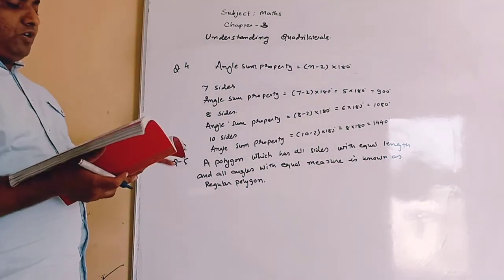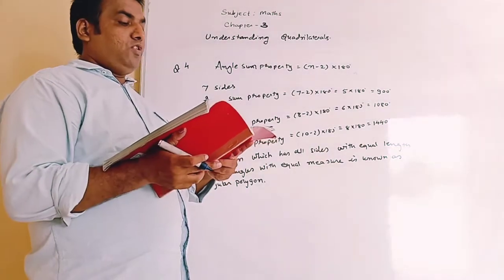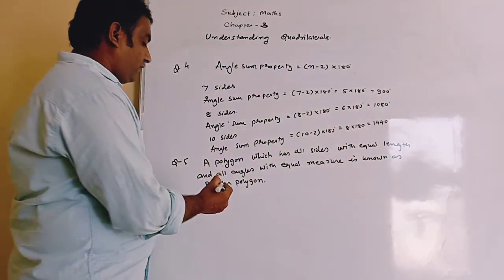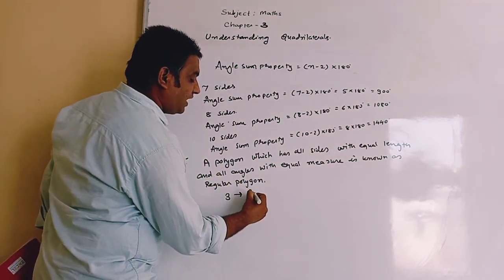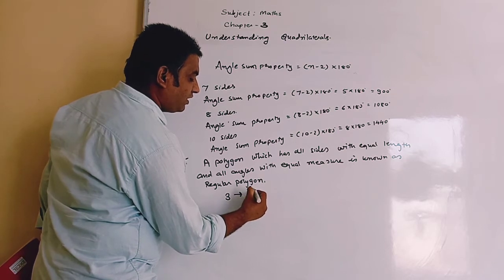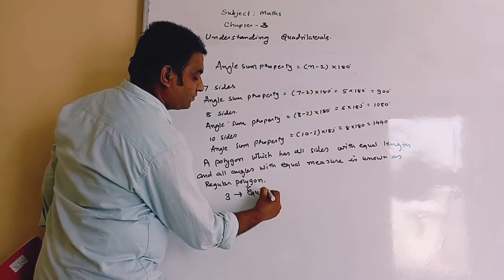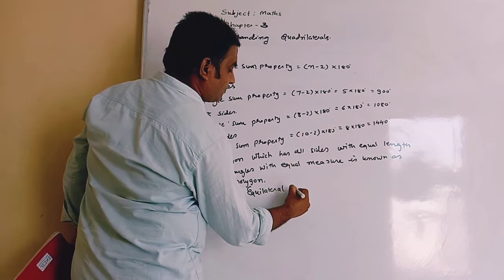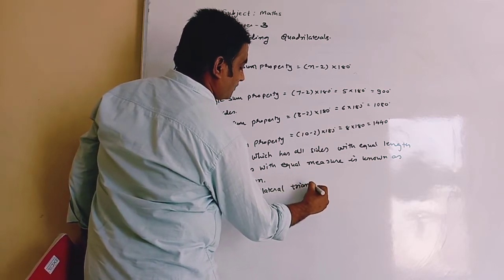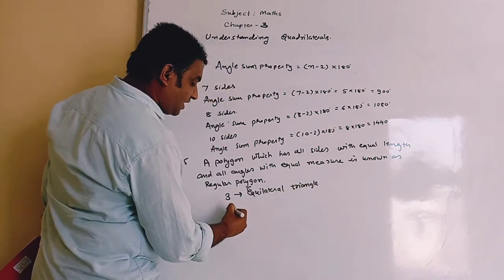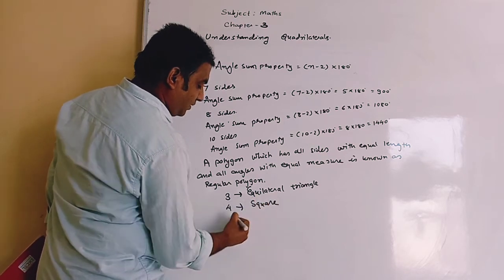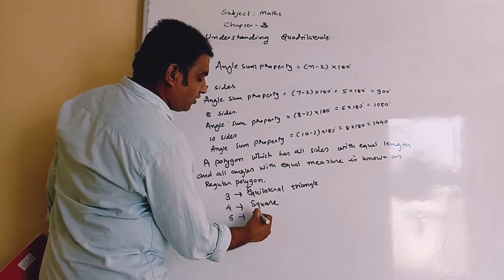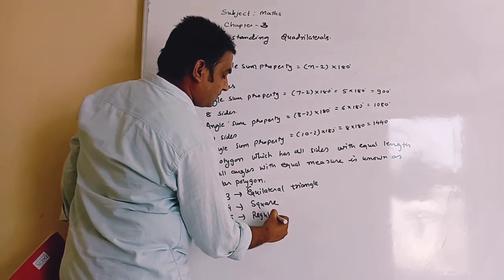So now, what are the names of the regular polygons containing 3 sides? We have discussed that 3 sides means it is a triangle. So equilateral triangle or equiangular triangle. If 4 sides are there, then it is known as a square. And if 6 sides are there, it is a regular hexagon.